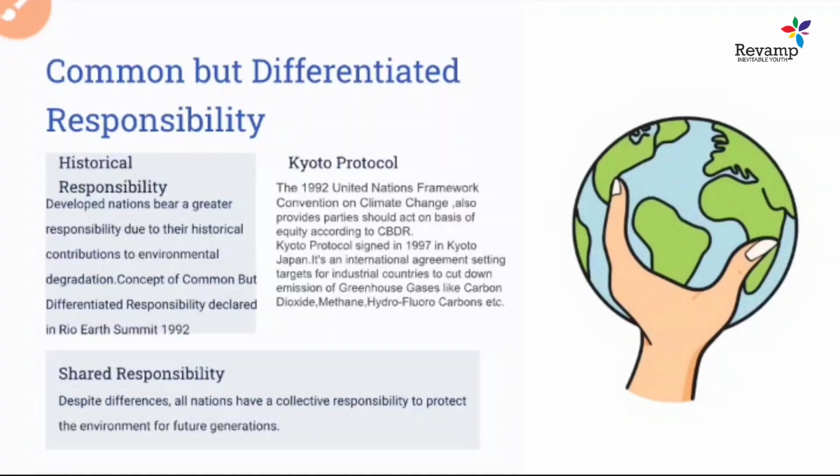And now the third thing is shared responsibility. So what does it mean? Even though some of the developed countries like the US and China were responsible for this global climate change issue, it doesn't mean only these countries have to solve the issue. Even India contributed a lot in that matter, and China is also trying to do its part.